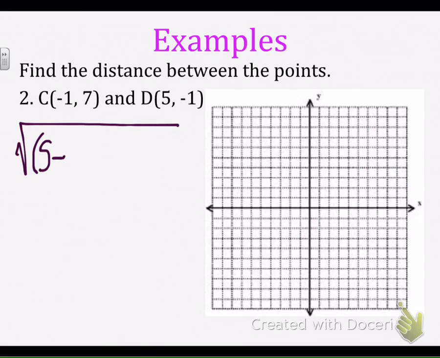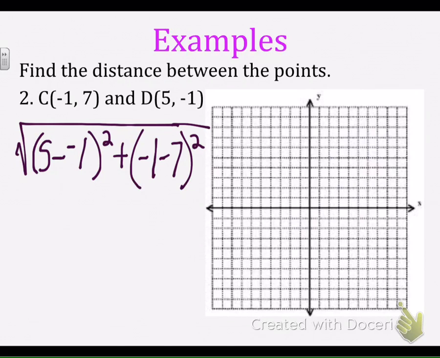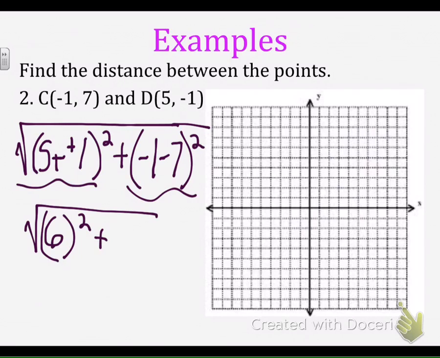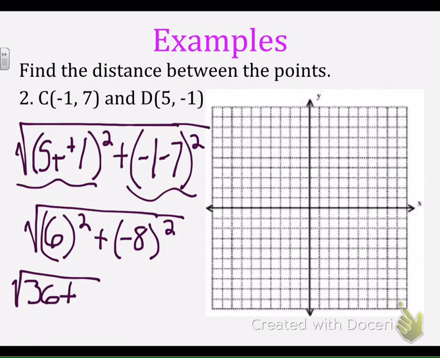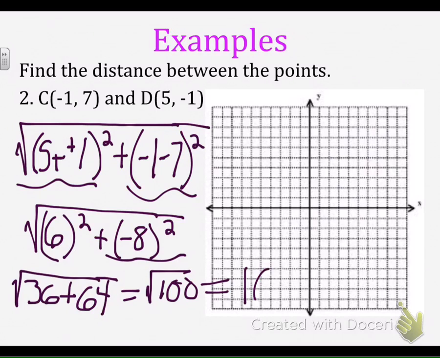So 5 minus a negative 1 squared plus negative 1 minus 7 squared. So the x's go here, the y's go here. Alright, 5 minus a negative 1, well that turns into a positive, so 6 squared plus negative 8 squared. So that would be 36 plus 64. A negative times a negative equals a positive, which is the square root of 100, which is equal to 10.